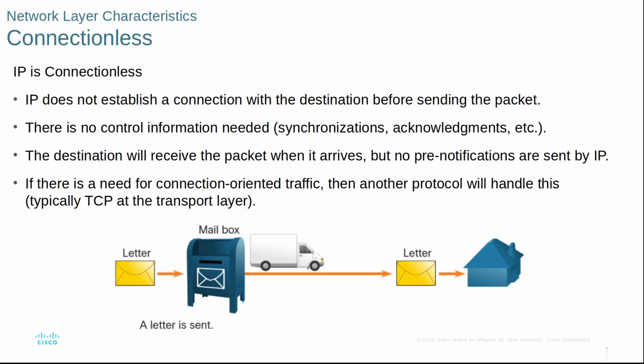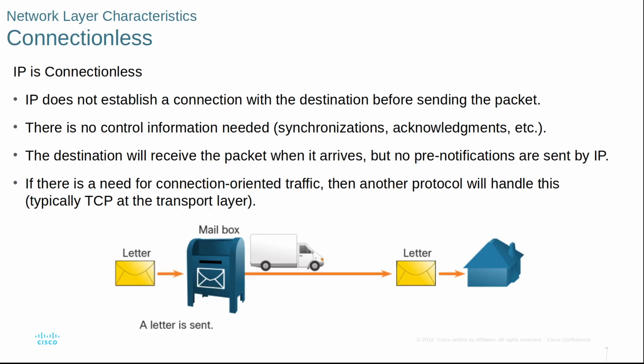IP doesn't establish the connection before sending the packet to the destination. It relies on other protocols to do that, transport layer protocols. There's no control information with IP for synchronization and acknowledgements and stuff like that. Again, other protocols are coupled with IP to take care of that. The destination receives that packet when it arrives, but there's no notification that it's even coming. It just sends the data.